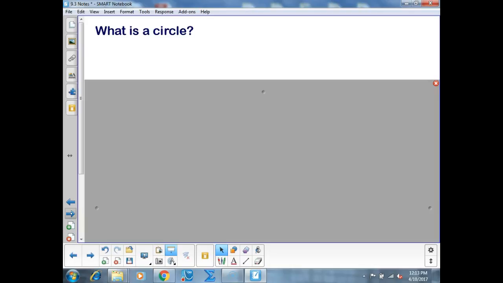Six-letter word, yes. It's got two C's, an I, an R, an L, and an E. It is not a line. It has no angles. Okay, a shape with no angles and it's 360 degrees.